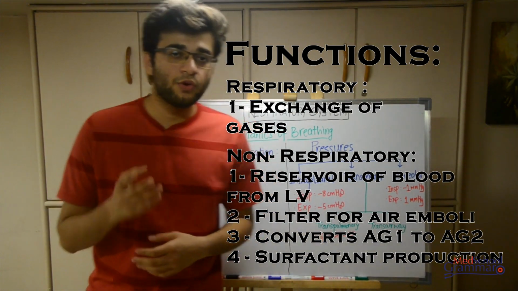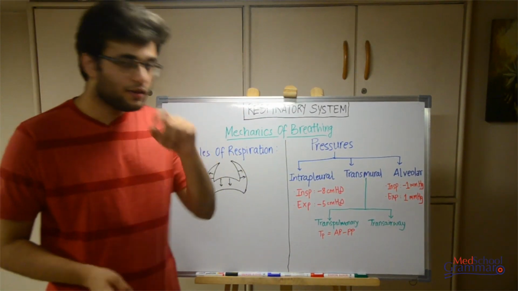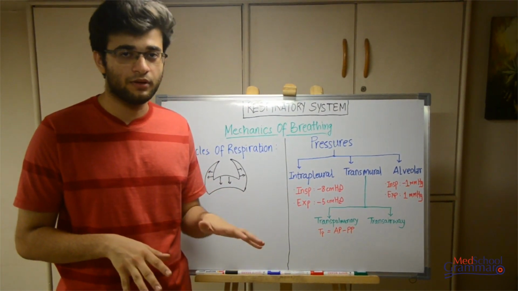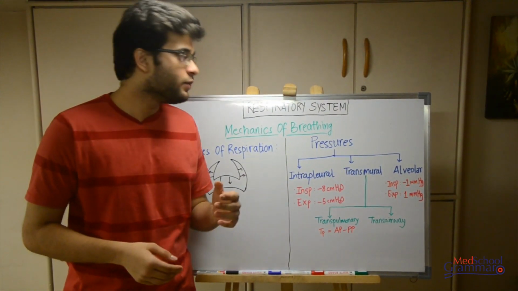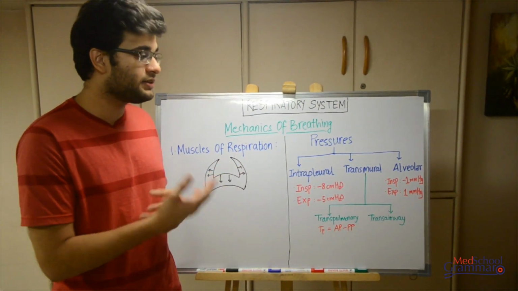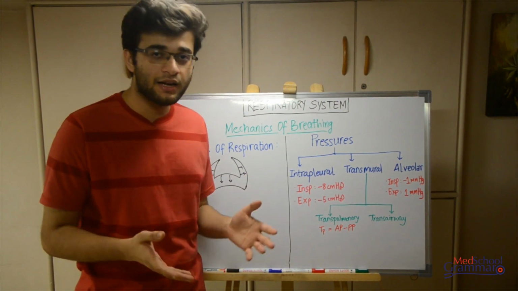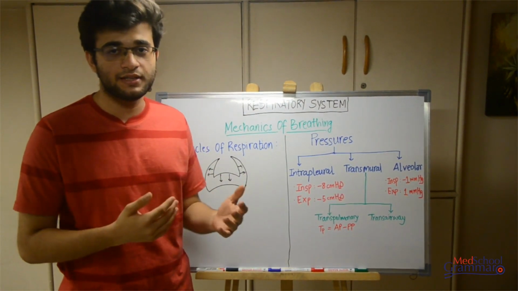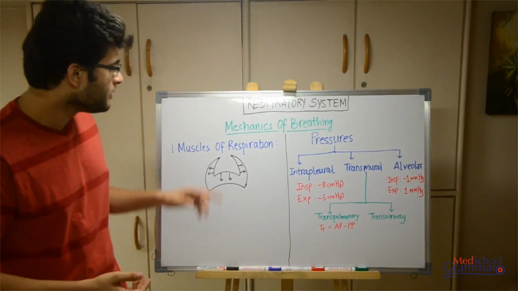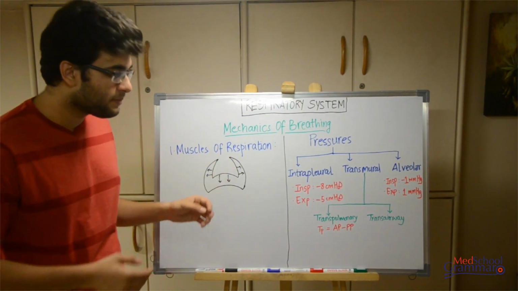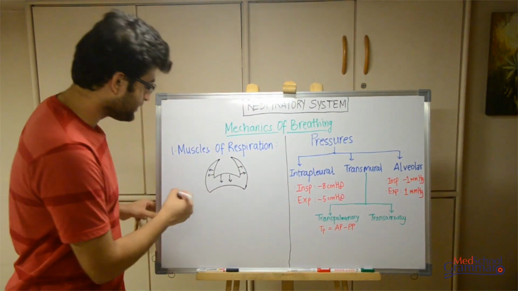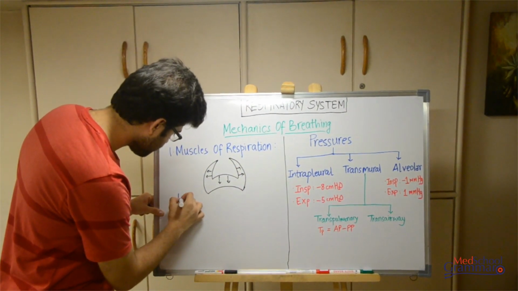Now moving on to the mechanics of breathing. Before actually seeing how the lungs help in breathing, we'll see the various components that help the lungs to exchange the gases, that is the muscles and the different pressures in the lungs. So, muscles of respiration. If we classify them, the muscles are for inspiration and expiration.